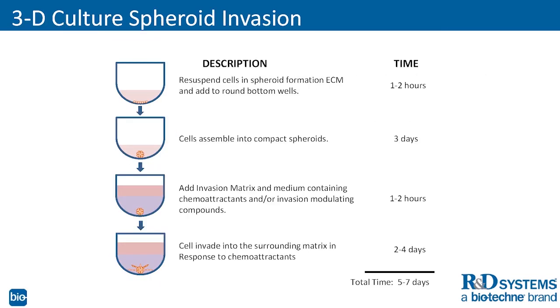And as we see here, just another timeline with a kind of a summary of the assay. We have 3 days for spheroid formation, and then 2 to 4 days for spheroid invasion, giving a total assay time of 5 to 7 days.